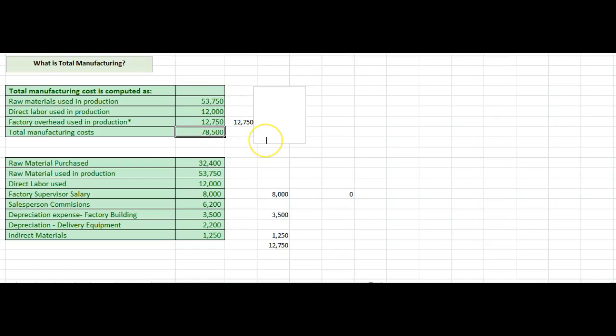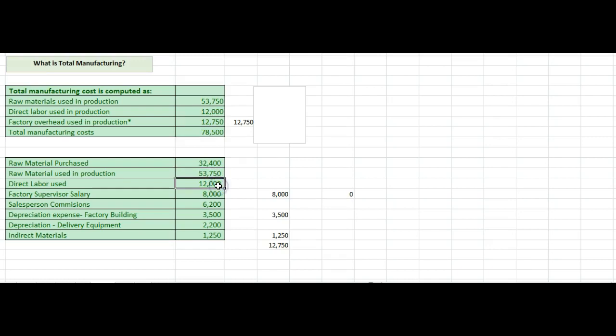Now, if I wanted to go ahead and do that total manufacturing, I'd have to take into consideration the beginning inventory, the beginning work in process, and the ending work in process, and that would tell us what we transferred out. This is just the amount that we worked on here. So where did these numbers come from? Well, this is what we used.